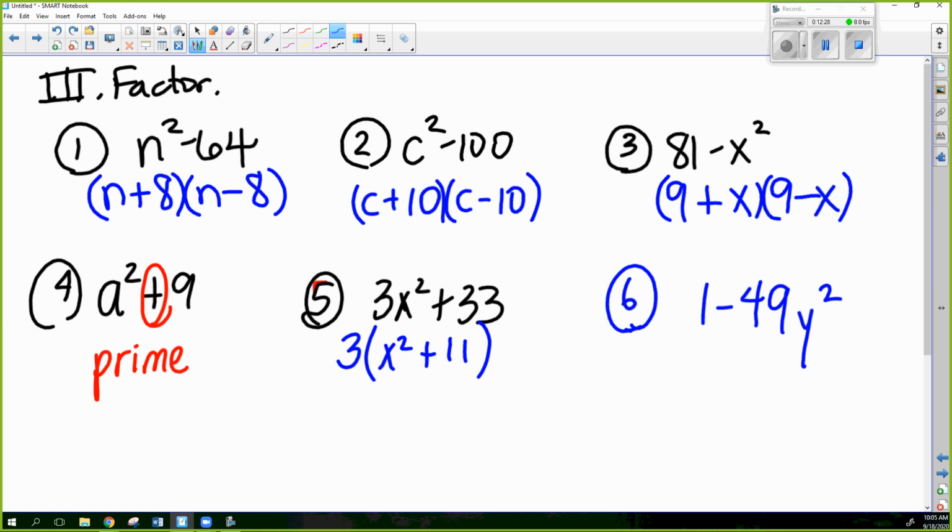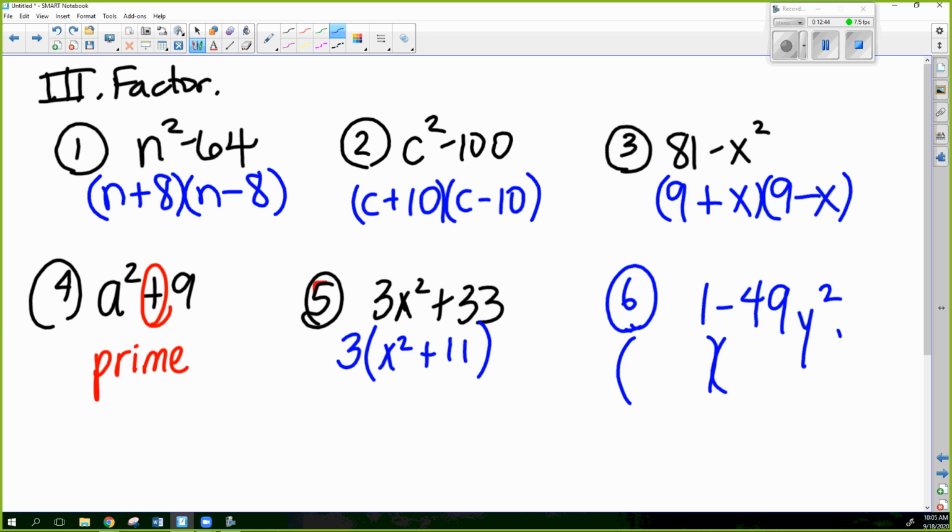Do we have a GCF here? No. Is it subtraction, first of all? Okay. Is it a dots? Are they both squares? Think about our square numbers and letters. Are they both squares? Yes.